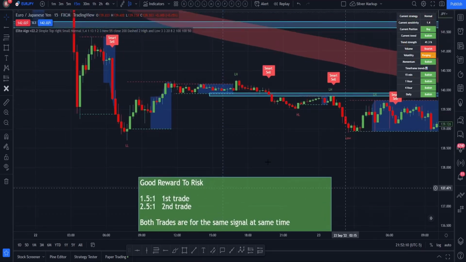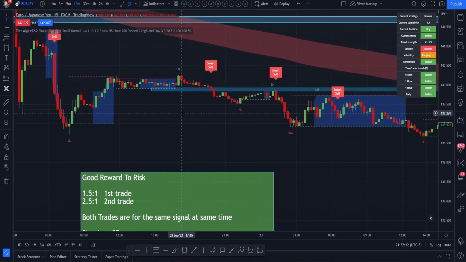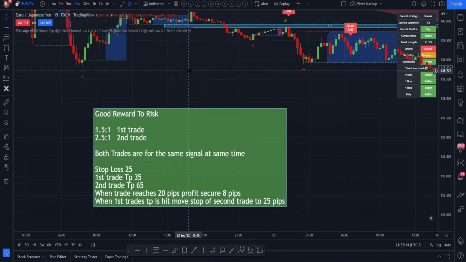So this is how we use the break and retest strategy. And hopefully this helps. Let me know in the comments what part you like about the strategy.